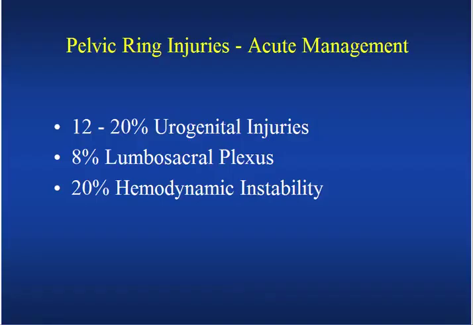You can also have injuries, of course, to other organ systems: urogenital injuries in 12 to 20%, lumbosacral plexus injuries in up to 10%, and remember that 20% of these patients will present, either on their initial presentation or during their trauma resuscitation, with hemodynamic instability.